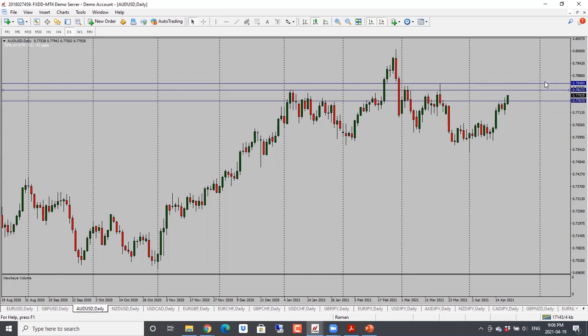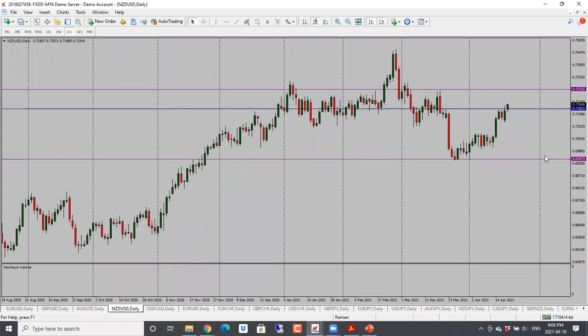In this case, as we can see, price was stuck in a very, very narrow range, and now it's doing that follow through continuation. So we have a bullish continuation pattern here. Price went up and then consolidated, and now we're looking for a follow through move to the upside. So bullish bias for Aussie dollar as well.